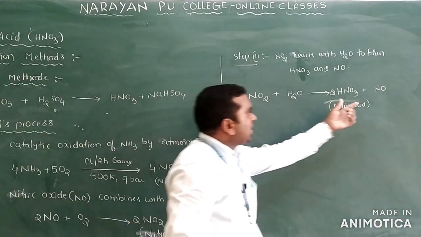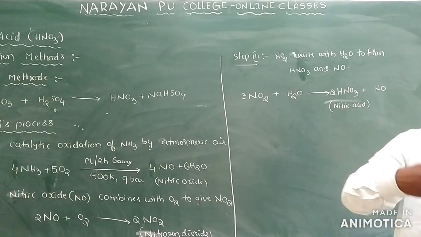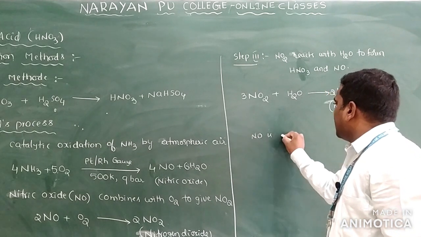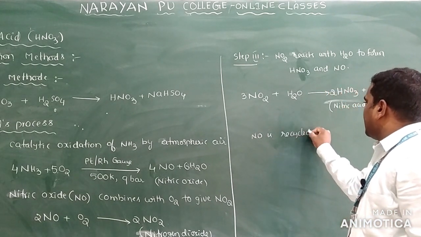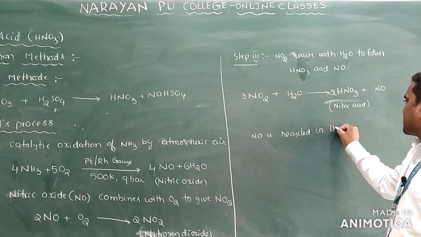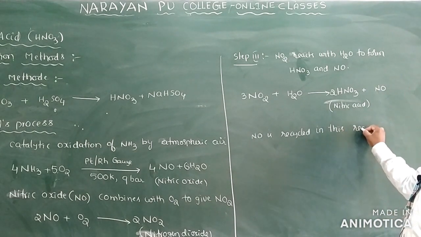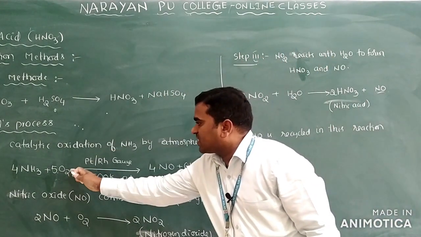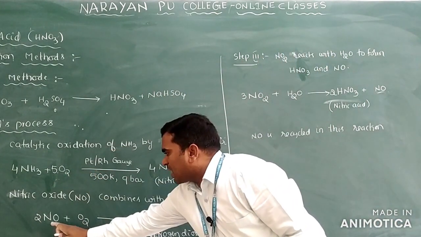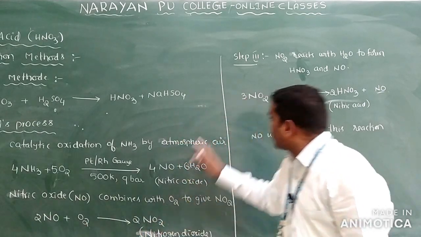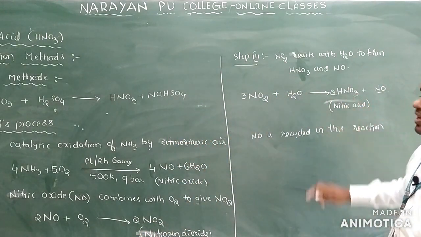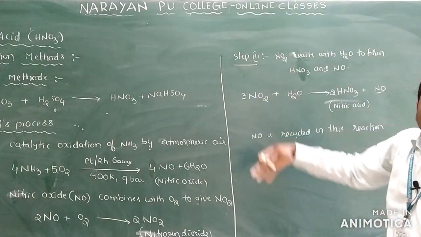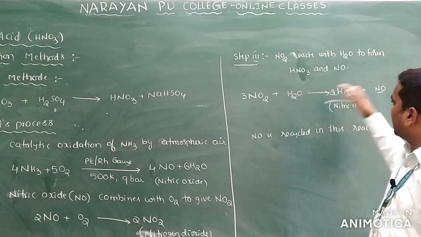And the NO which is formed here is again recycled in this reaction. What is recycled? NO is formed here. Again you need not take the NH3 and oxygen here. The same NO again reacts with the oxygen to give NO2. This NO2 again reacts with water and gives nitric oxide. This again will form which one? NO. It is recycled in the reaction. It is involved and again finally it is forming.